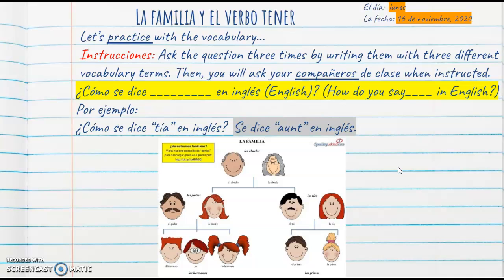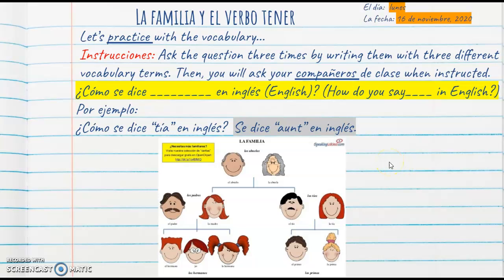As I promised, I was going to give you some instructions on how to do this classwork that we did not have time to complete today, Monday, November 16th, and I was going to give you time to work on it on Tuesday, your asynchronous class time. So let me go ahead and explain it to you.